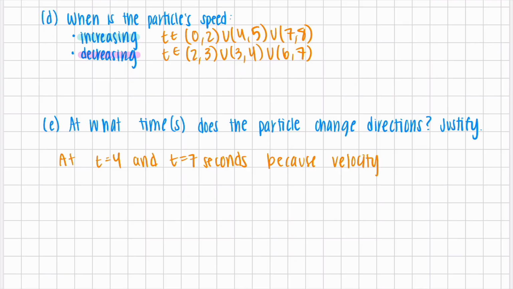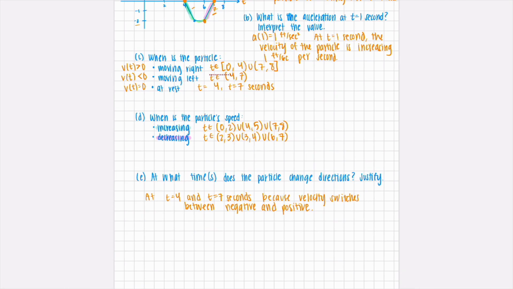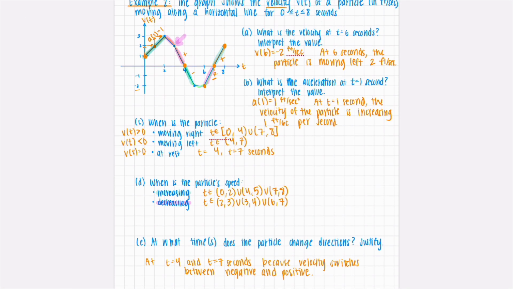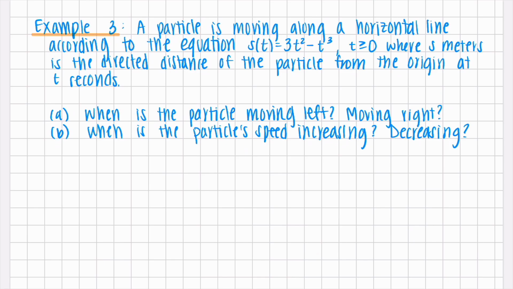velocity switches between negative and positive. And that is an example when you are given a graph. We have one more example.